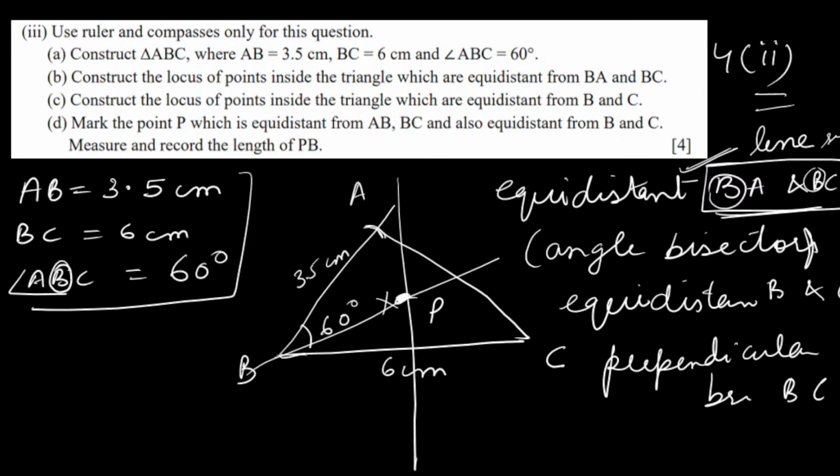This is the actual one. Somewhere here we have got point P, where both the lines are intersecting. The steps of construction you have to write on your own, I'm not going to write them. The first three points are done: mark the point P which is equidistant. That we have done.